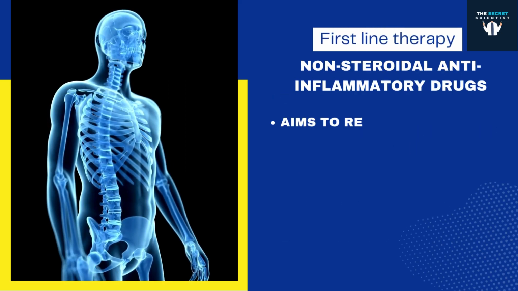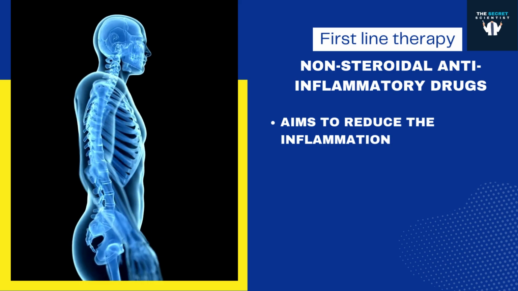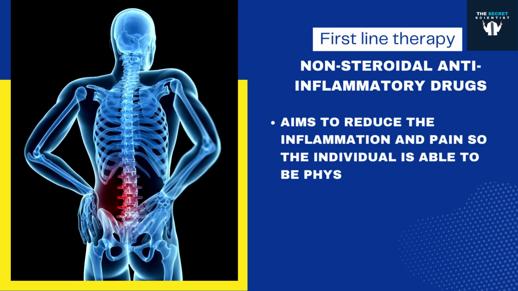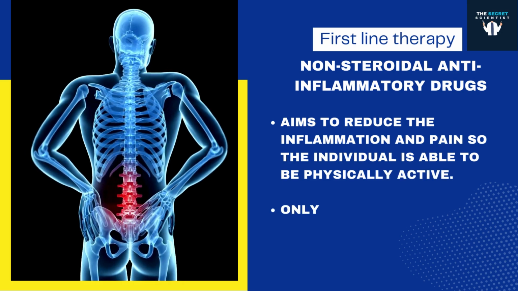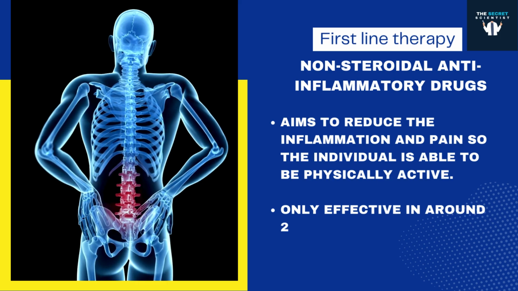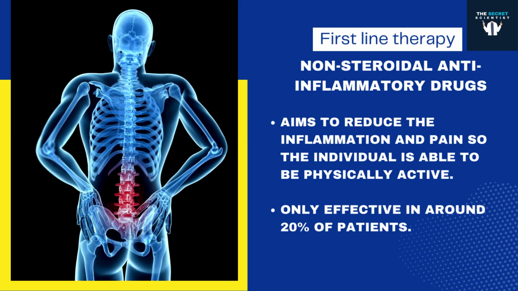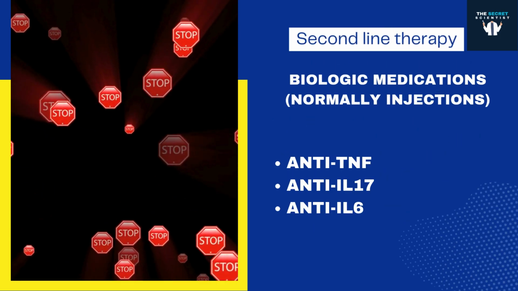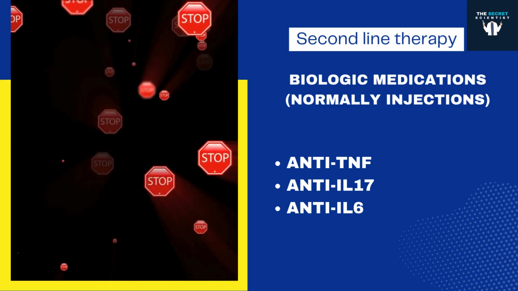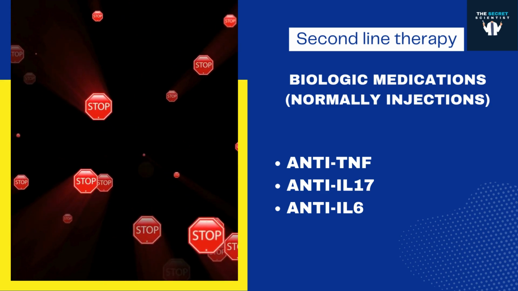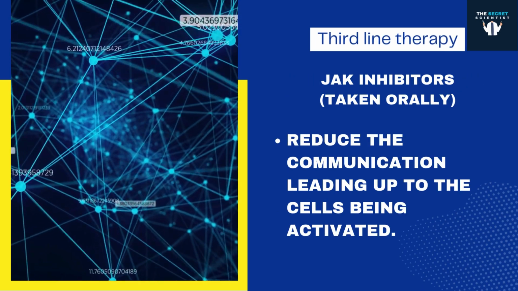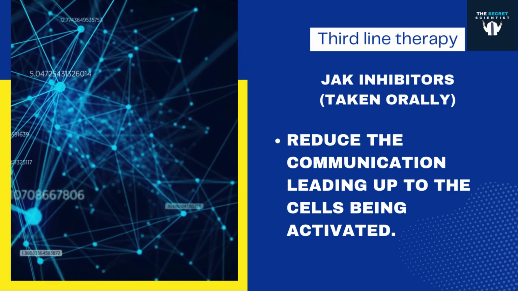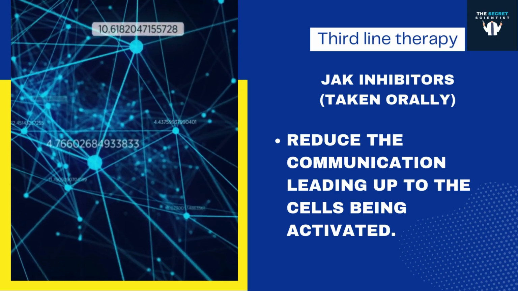Now, it's known that physical activity by itself can reduce inflammation, but with AxSpA, it should be supplemented with these non-steroidal anti-inflammatory drugs, which aim to reduce inflammation and pain so that the individual is able to become physically active and sustain that. However, these drugs are only effective in around 20% of patients. If the first line of therapy is ineffective, then people are progressed onto these biologic medications which stop the immune cells from producing these pro-inflammatory cytokines. If the biologics aren't effective, then people can be progressed onto these JAK inhibitors that work by calming down the overreactive immune system and blocking signals that cause inflammation in the body.